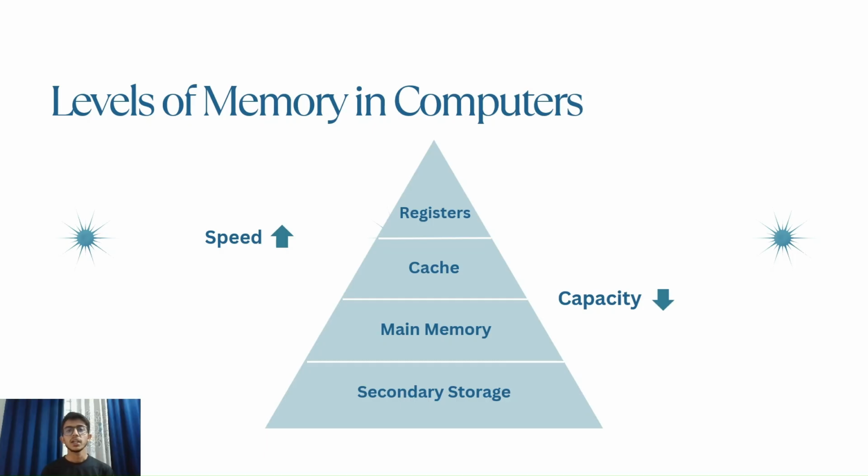Here we have a pyramid diagram and at the top of this pyramid we have registers. Registers are the fastest but smallest memory. At the second layer we have cache followed by main memory. The second name of main memory is also RAM. At the last we have secondary storage such as hard disks and SSDs. Notice one thing that as we move at the top of this pyramid, we have the highest speeds but smallest capacity. But as we move at the bottom of this pyramid, we have lowest speeds but highest capacity.